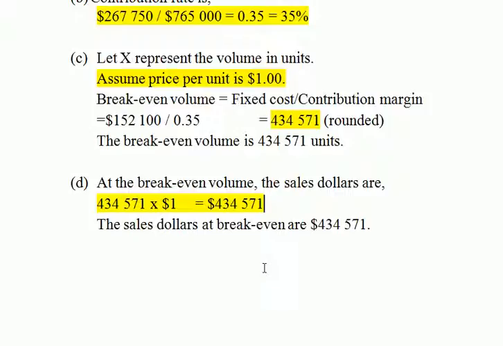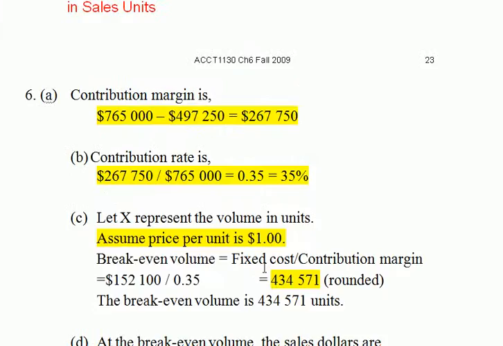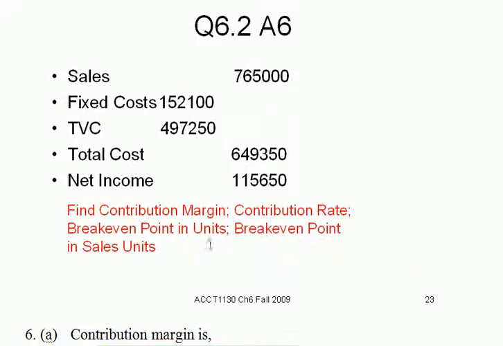So the trick to this, let's just go back over it quickly. The trick to it is to first of all subtract the total variable costs from the sales to get the contribution margin. Then if we are not told the sale price, we assume it's $1 and then work backwards from that.